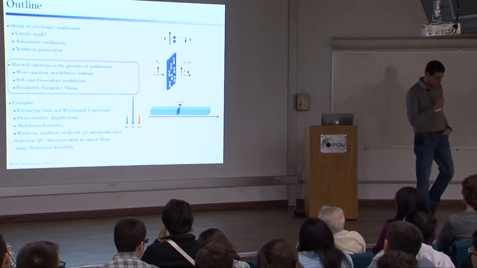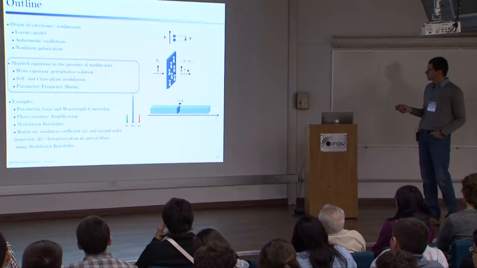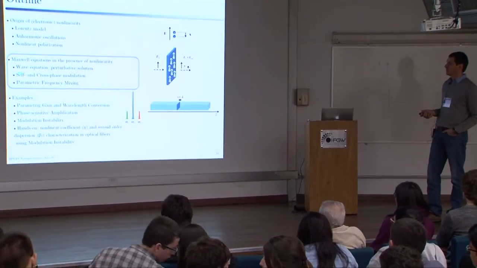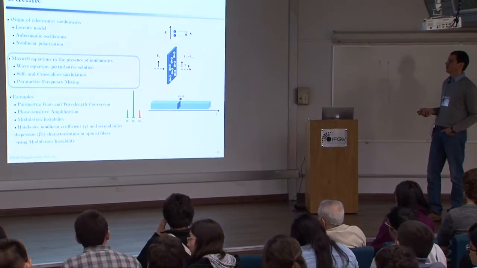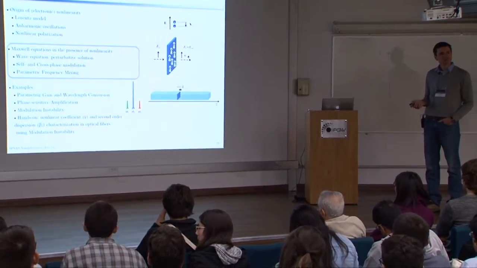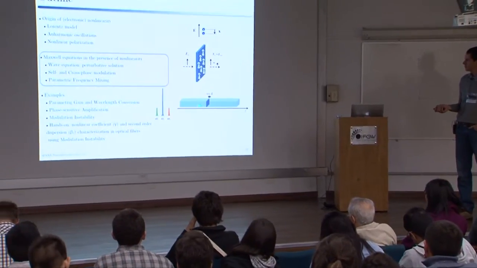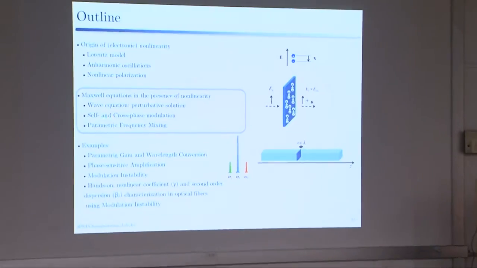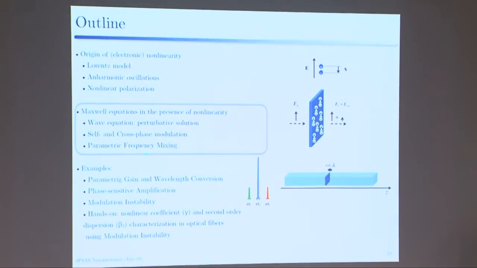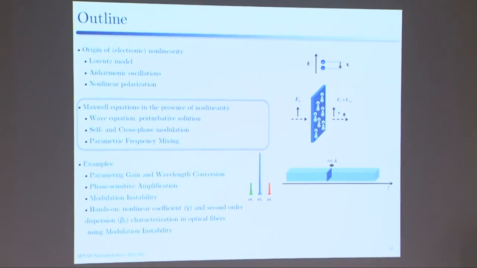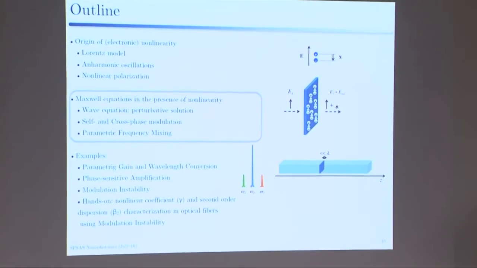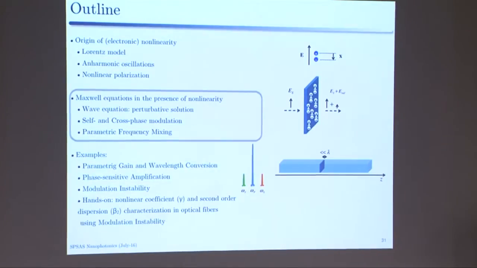To the next part. Now we're sort of going this way. Now that we have Maxwell equations, let's have our wave equation that's going to dictate what's going to happen as it propagates. Let's quickly show the self and cross-phase modulation and parametric frequency mixing in this scenario. And then we're going to actually solve a few experimental configurations, look at those experiments and see what happens at the output of the waveguide.